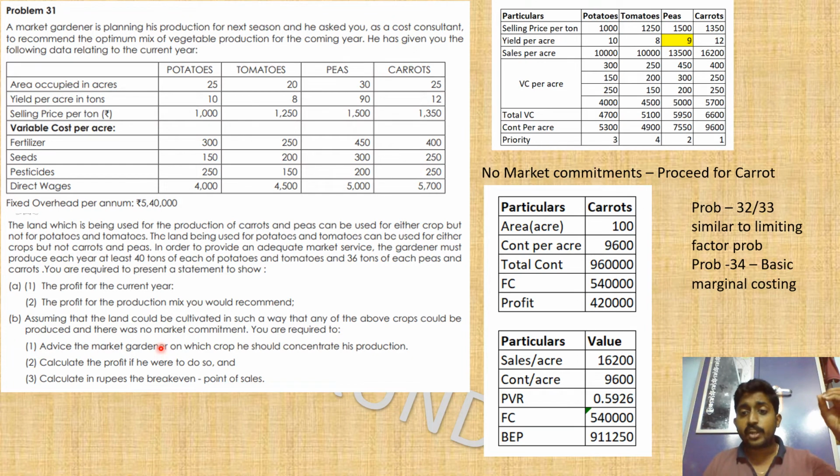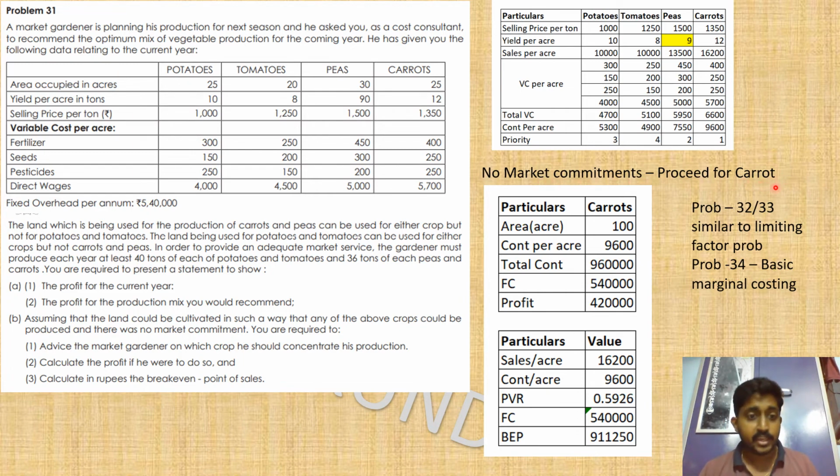We said that potato 40 tons minimum required, tomato 40 tons required, carrot and peas 36 tons required. That minimum commitment is also not there. You are free to choose. In that case, what you will choose, it's very easy actually. Advise the marketing guy which crop he should concentrate on. Very simple. Whichever is giving the highest contribution per acre, that will be chosen, which is the carrot, and that will be chosen to be cultivated in the full land area, because you don't have any minimum production level, nothing is there. So if no market commitments are there, we can proceed with carrot.